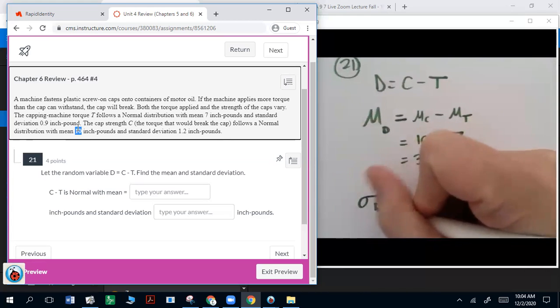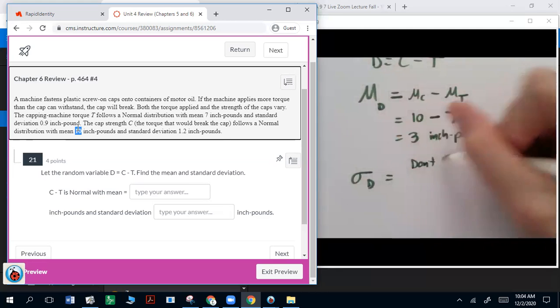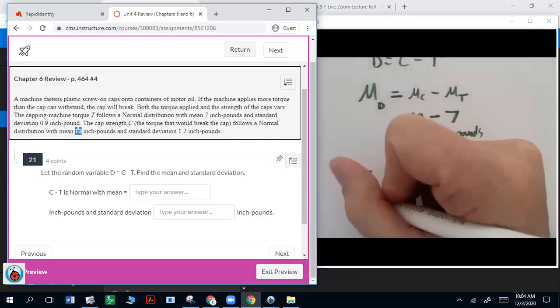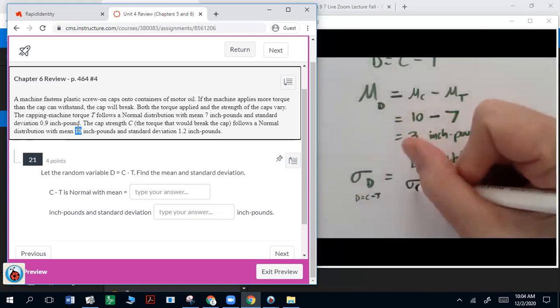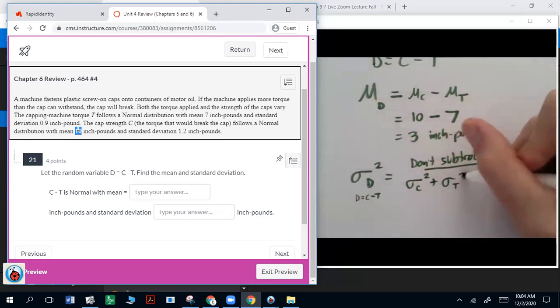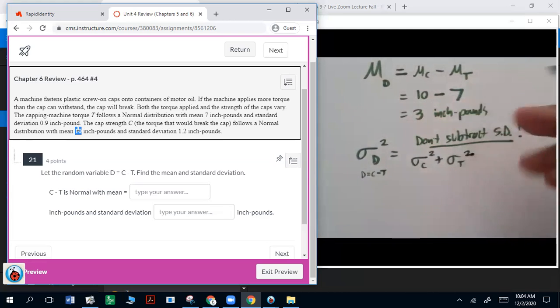Standard deviation. Now, when we're doing subtraction for random variables, we don't subtract standard deviations. We add. Never subtract those. It's still going to increase the spread. So even though the random variable is C minus T, it's still going to be the variances added, and then we would square root those. So the standard deviation squared, then we'd square root that to get the standard deviation.